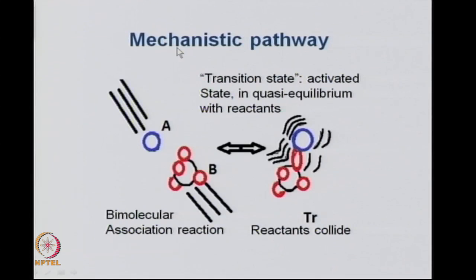This is the mechanistic pathway where you have this A molecule interacting with B molecule, and it undergoes a bimolecular association reaction and forms a transition state which is in quasi equilibrium with the reactants. So, you have A and B forming this transition state where A and B have collided.